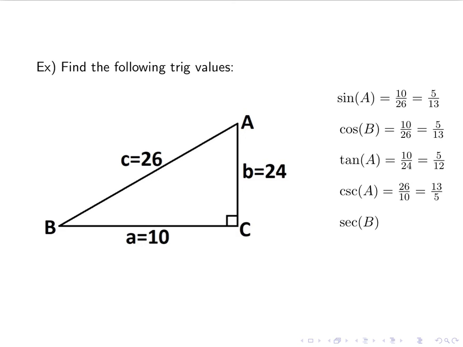Next we have secant. Secant is the reciprocal of cosine, so we know that at the end we should get 13 over 5. Secant starts with the hypotenuse over the adjacent, so 26 over 10, which is 13 over 5. Then next is cotangent of B. Cotangent is adjacent over opposite, so 10 over 24, and again, that's 5 over 12.